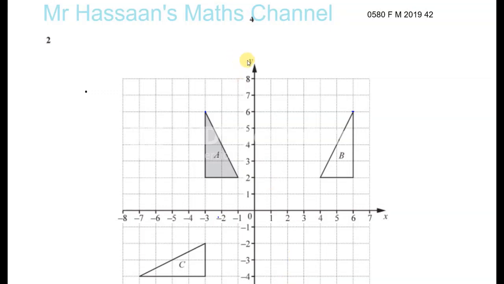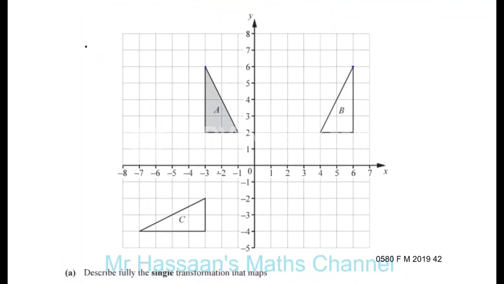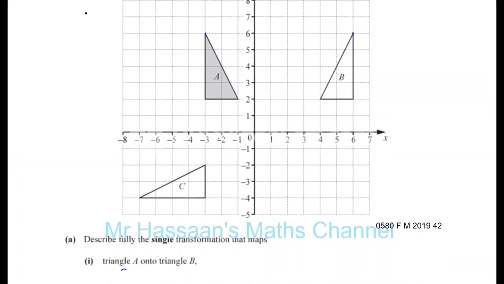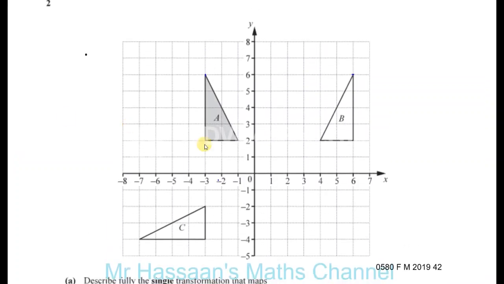Okay, now for question number 2 from February-March 2019, paper 4 variant 2. Question number 2 here is about transformations, and part A asks us to describe fully the single transformation that maps triangle A onto triangle B.